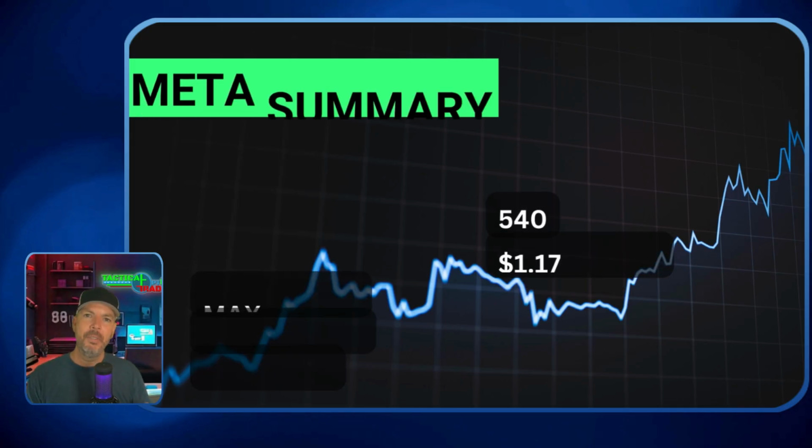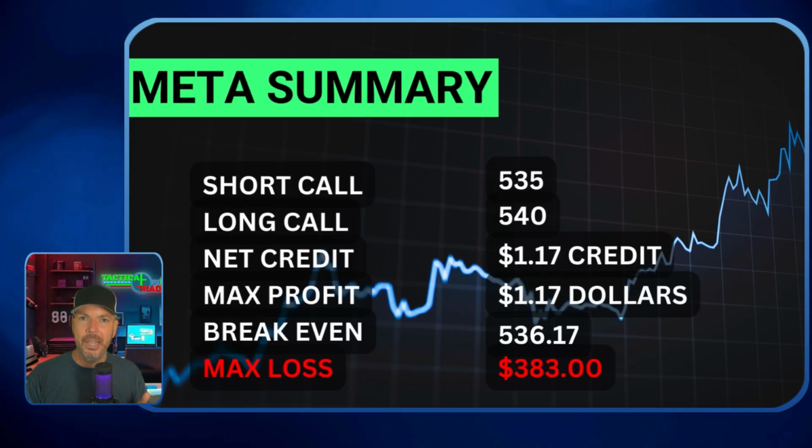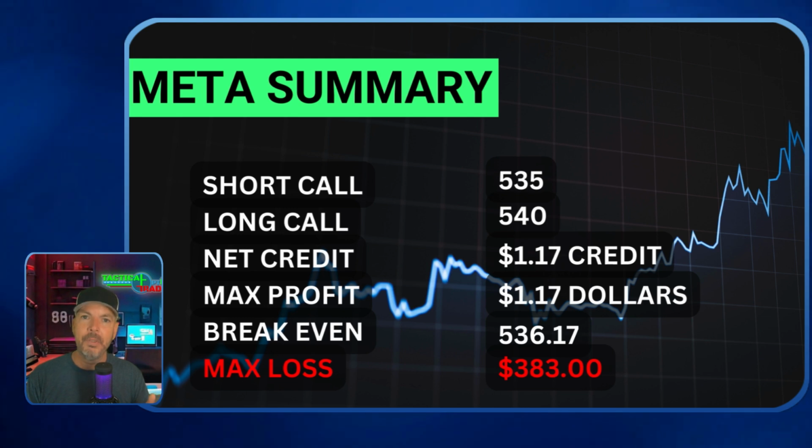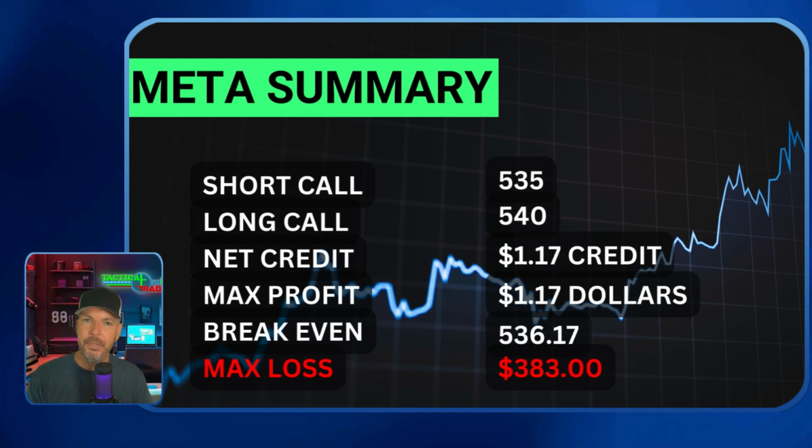So in summary, for this call credit spread on Meta, you have a short call strike of $535, a long call strike of $540 for protection, and a net credit received of $1.17.